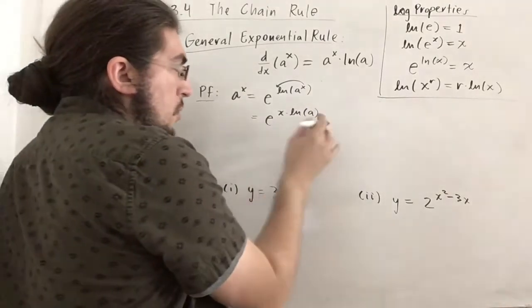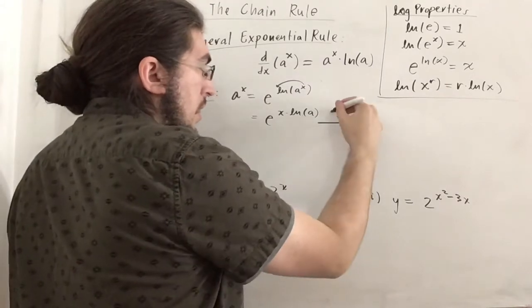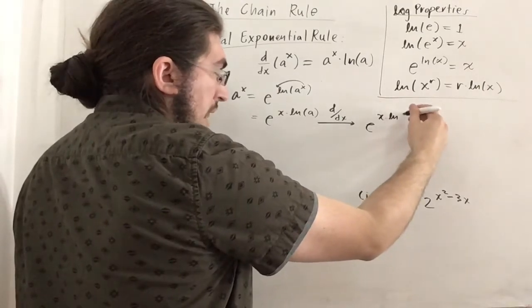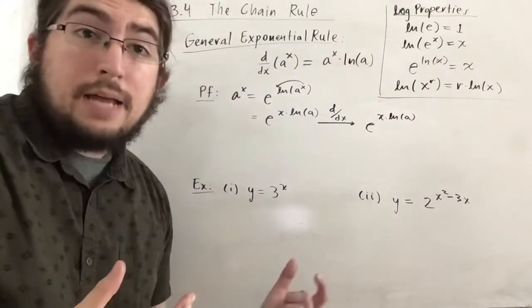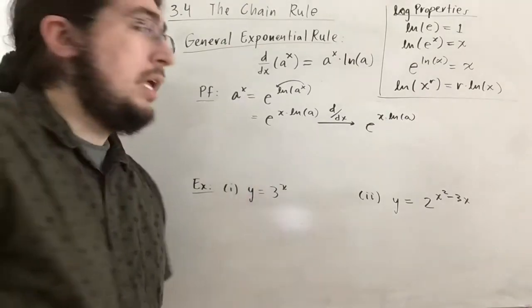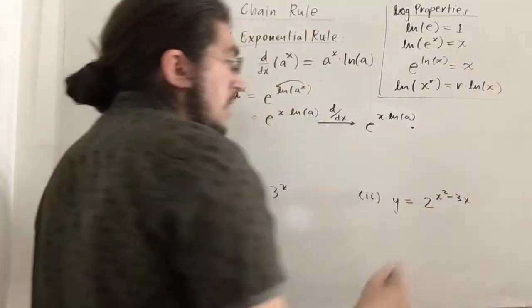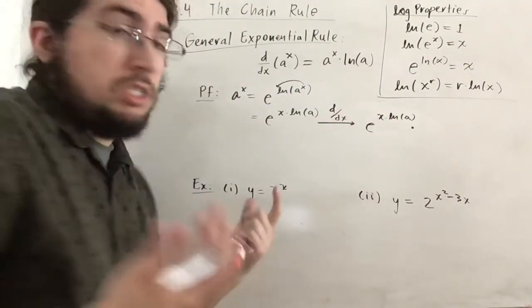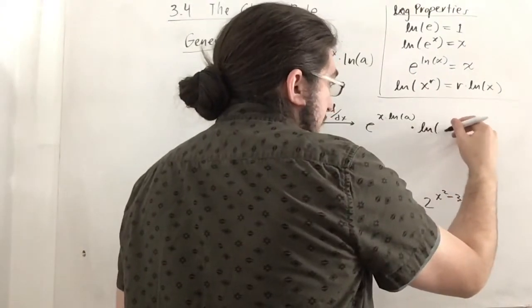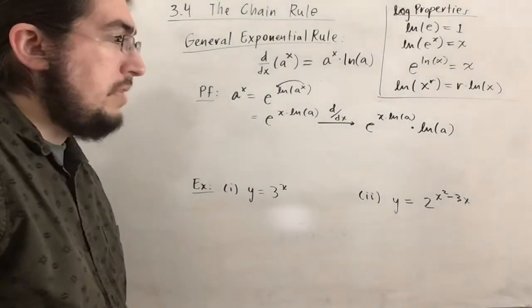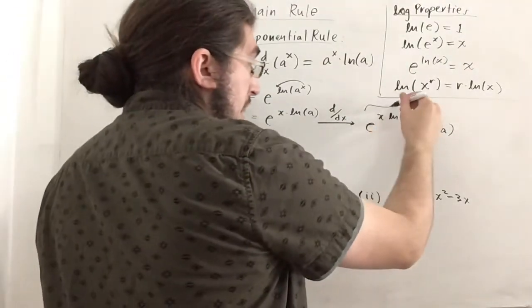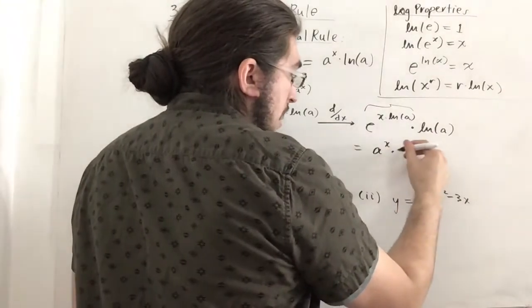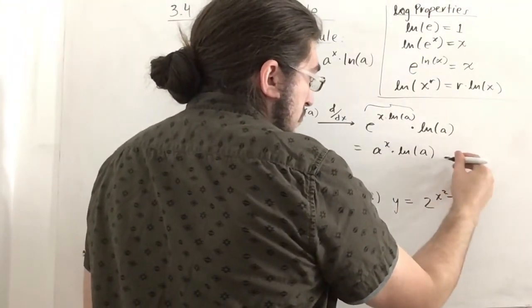Okay. The derivative of this, let's write an arrow for d over dx, is itself, because the derivative of e to something is itself, times the derivative of the inside because of the chain rule. And what is the derivative of the inside? Well, the inside is just the power here. The power is a number times x. The derivative of a number times x is just that number, in this case ln of a. Perfect. And now we know this quantity here is just the same as a to the x. So finally we get a to the x times ln of a, and that ends the proof.